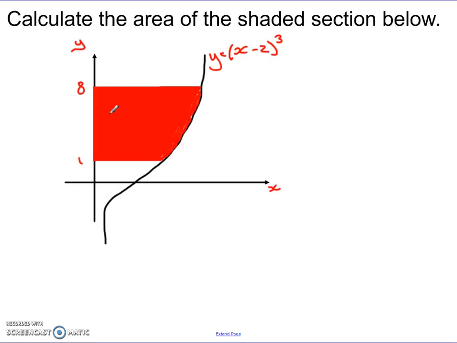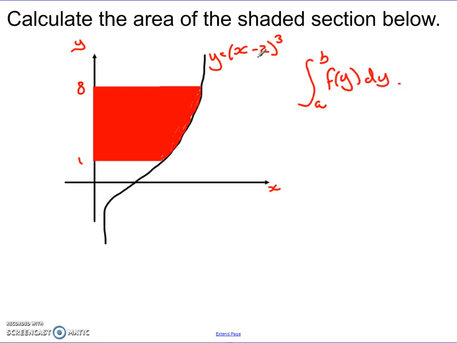Imagine I wanted to calculate the shaded area in this section below. So it's the section here where on the y-axis it goes from 1 to 8, and it's the curve y equals (x minus 2) cubed. Now in order to do that, because the area is in the y direction, remember I want to do the integral from a to b of f of y dy.